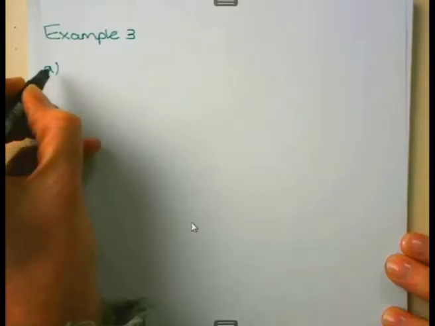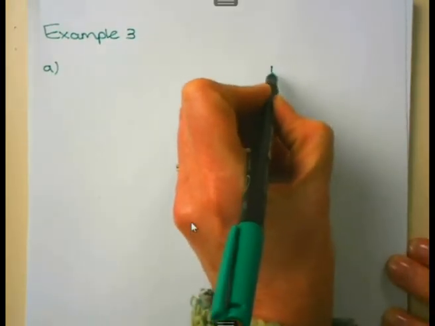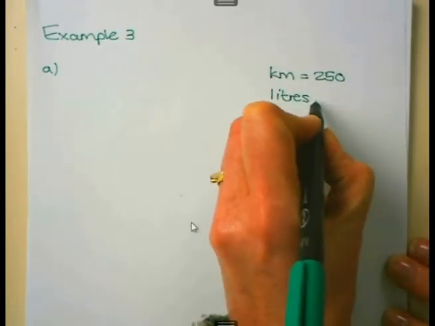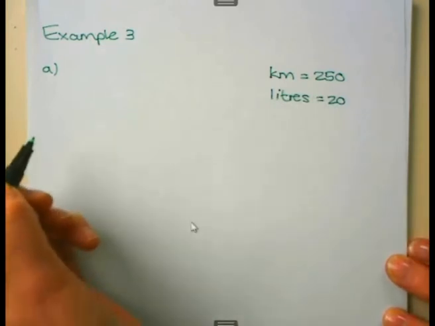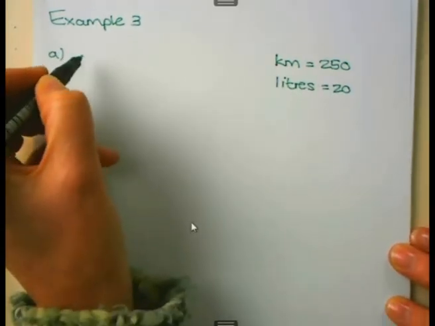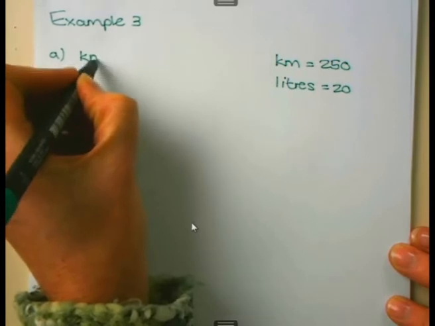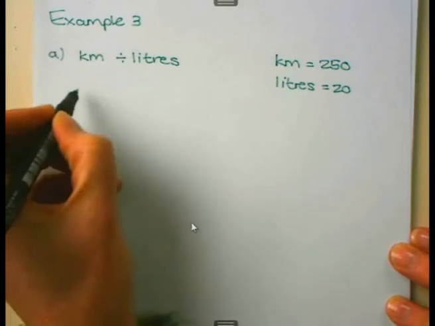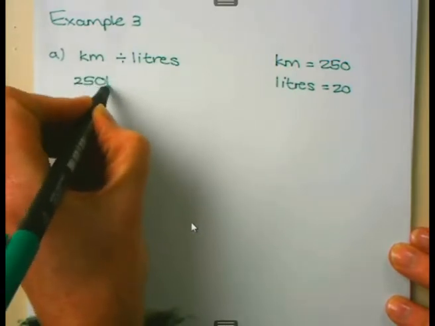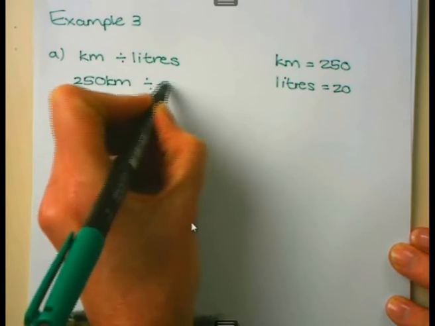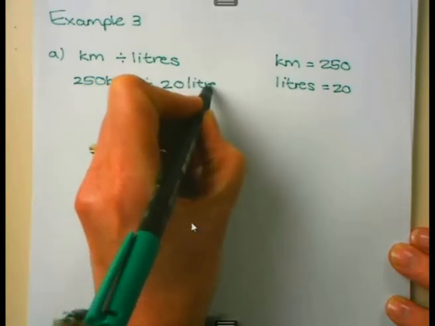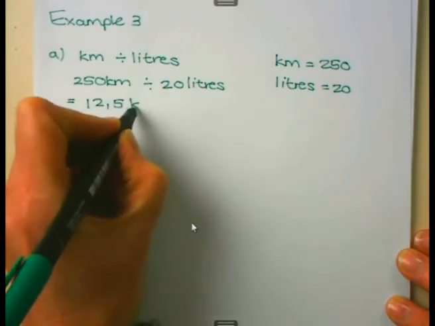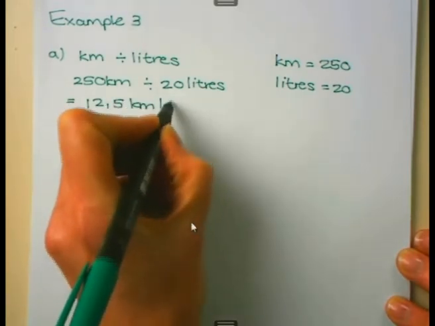Let's do the sum. And it says the kilometers, it's 250, and the liters, 20 liters. But it said how many kilometers per liter. So we're going to say kilometers divided by the liters. 250 kilometers divided by 20 liters. And we get an answer of 12,5 kilometers per liter.